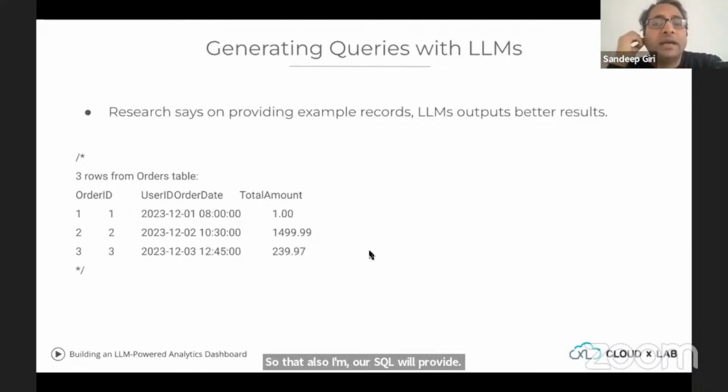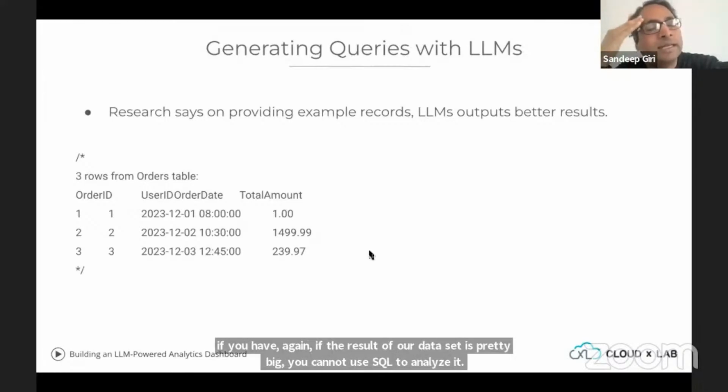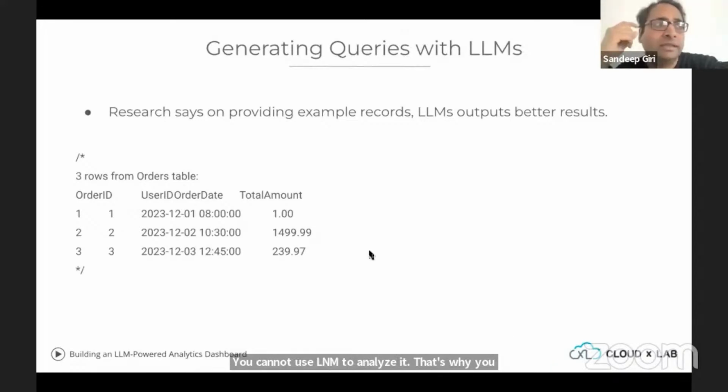And again, if the result of a data set is pretty big, you cannot use LLM to analyze it. That's why you need to use the second or third approach outlined by Shubh. The second approach was generating the Python code to do the analysis. The third was generating the Python code to train the machine learning models. All right, very good set of questions.